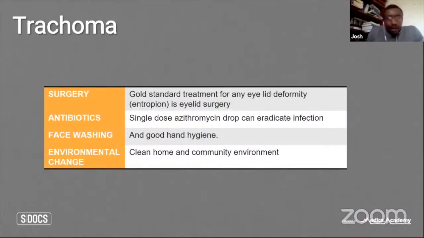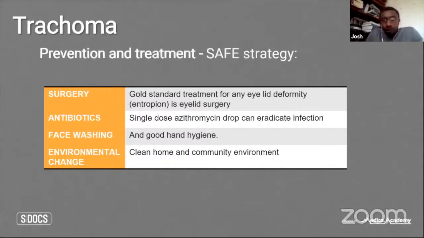So we prevent and treat trachoma with this SAFE strategy. That's what global health interventions revolve around. In terms of treatment, it's surgery or antibiotics. Surgery is the main treatment for any eyelid deformity, in this case, entropion. And with antibiotics, a single dose of azithromycin can eradicate the infection.